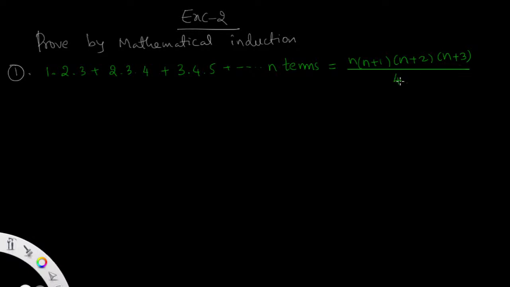The question is given as 1 into 2 into 3 plus 2 into 3 into 4 plus 3 into 4 into 5 going on to n terms, which is equal to n into n plus 1 into n plus 2 into n plus 3 by 4. We have to prove this by mathematical induction. Whatever the question is given, first we treat it as the solution. Let S of n be the given statement.